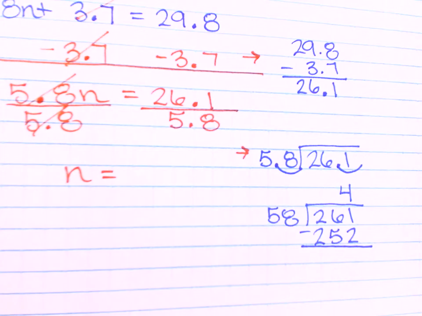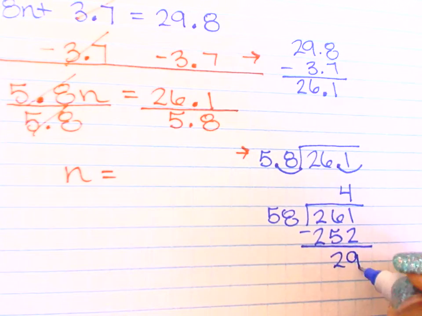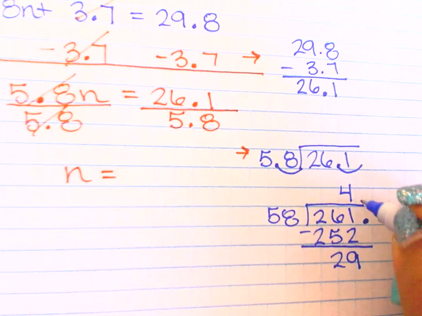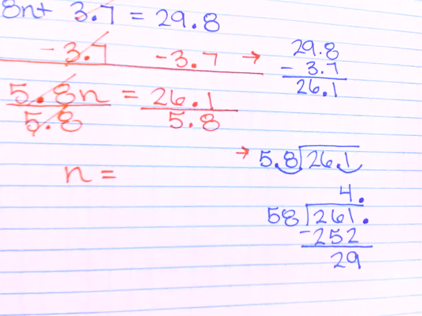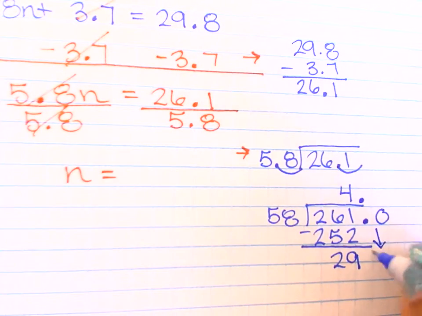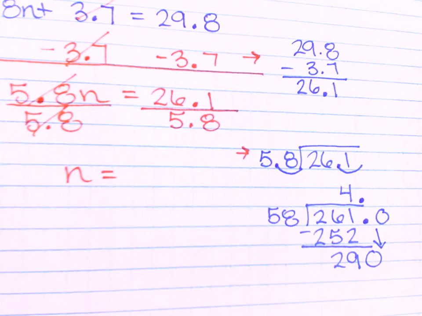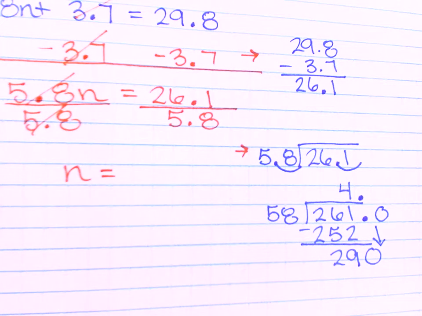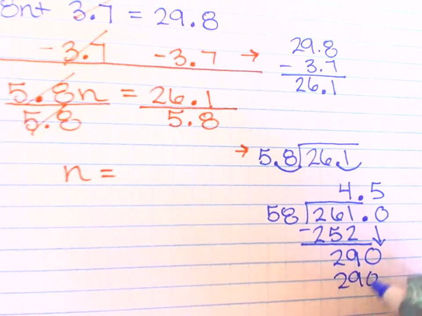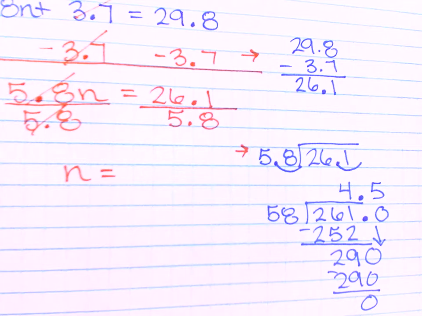When I subtract, I get 29. So then I need to add a decimal with a 0, annex it and bring it down. So 58 goes into 290 actually evenly, 5 times evenly. So then I get 290. So I showed my work. So now I know that n equals 4.5.